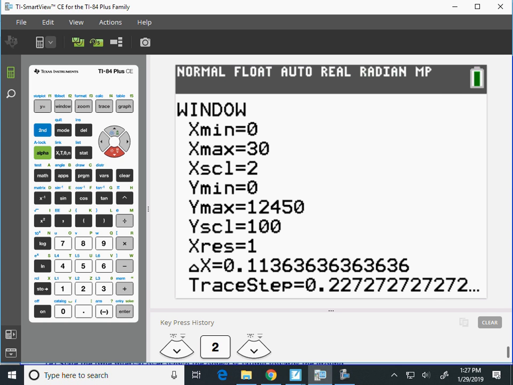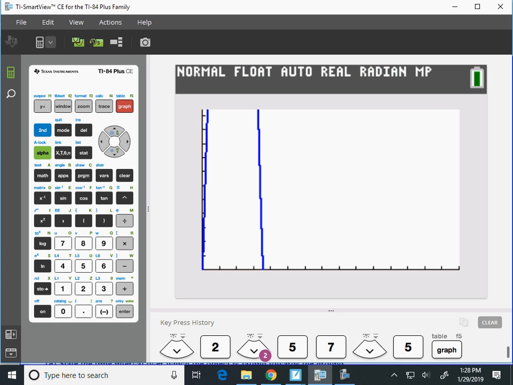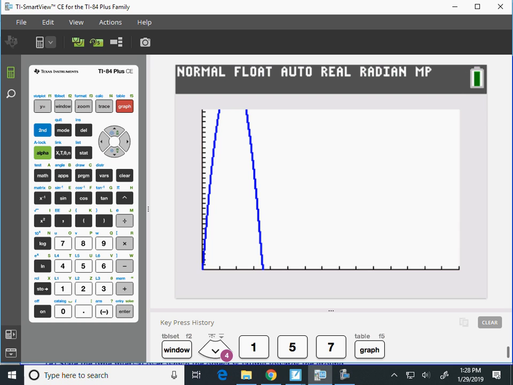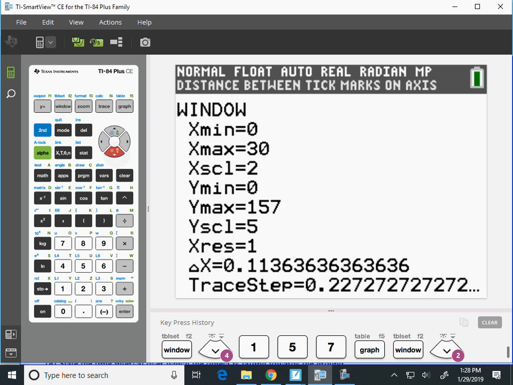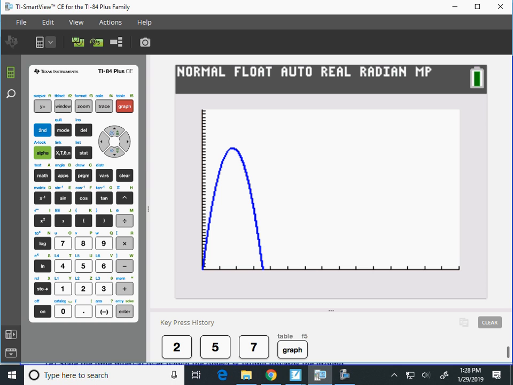Y minimum is 0. And how high do you want to make the Y max? 57. We can do 57. Now if I hit graph, and we go to 57, can I see the whole thing? No. So we need to make the Y's higher. What do you want to try now? I think higher than that. Let's try 100. 157. Still not high enough. Okay, 257. I've got a good feeling about this one. Third time's a charm.